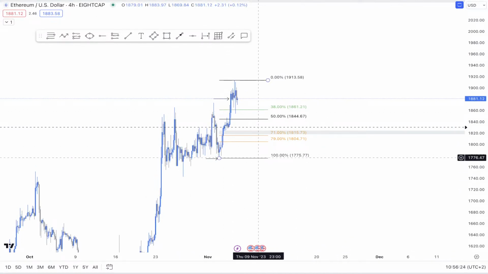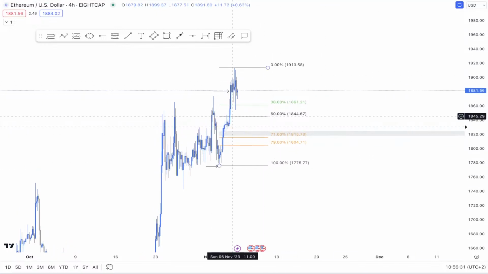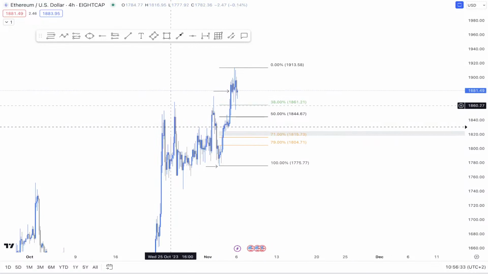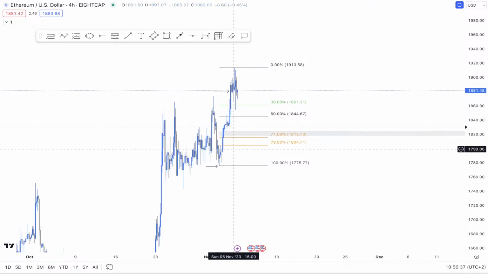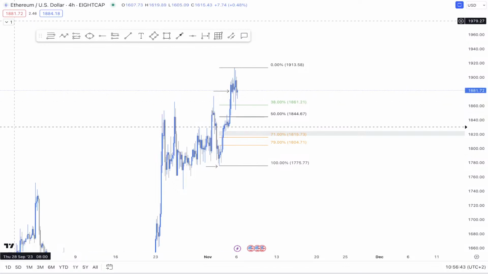Next up, we have Ethereum, and on Ethereum, we do have a valid buy limit opportunity. So we had a textbook liquidity sweep here, followed by a very impulsive break of structure to the upside. We broke these major highs here. And we also left a nice fair value gap behind that is lining up with our discounted area.